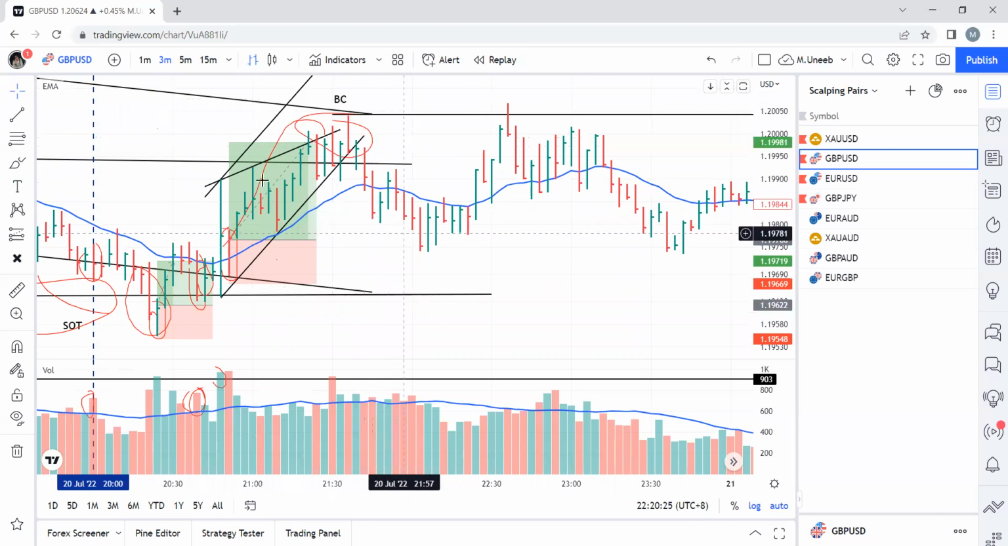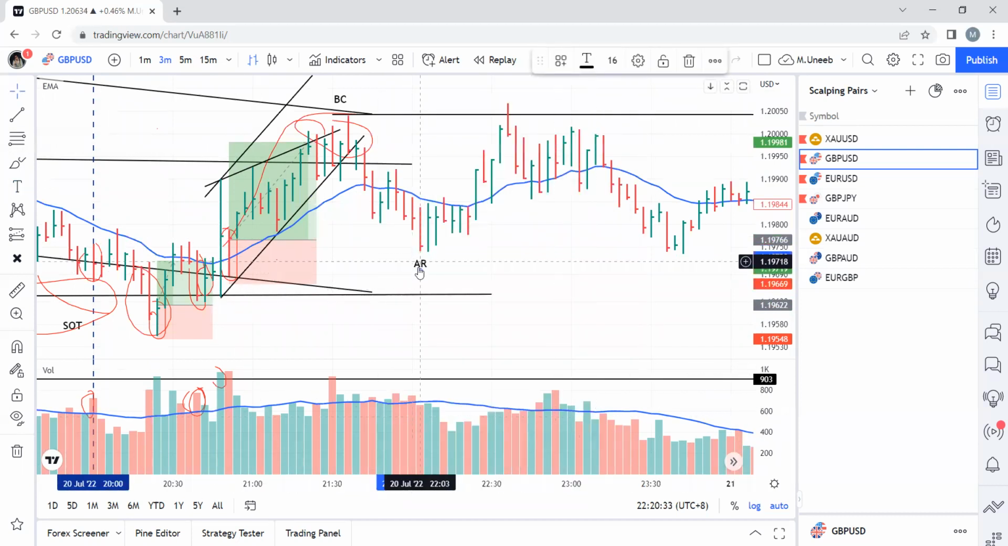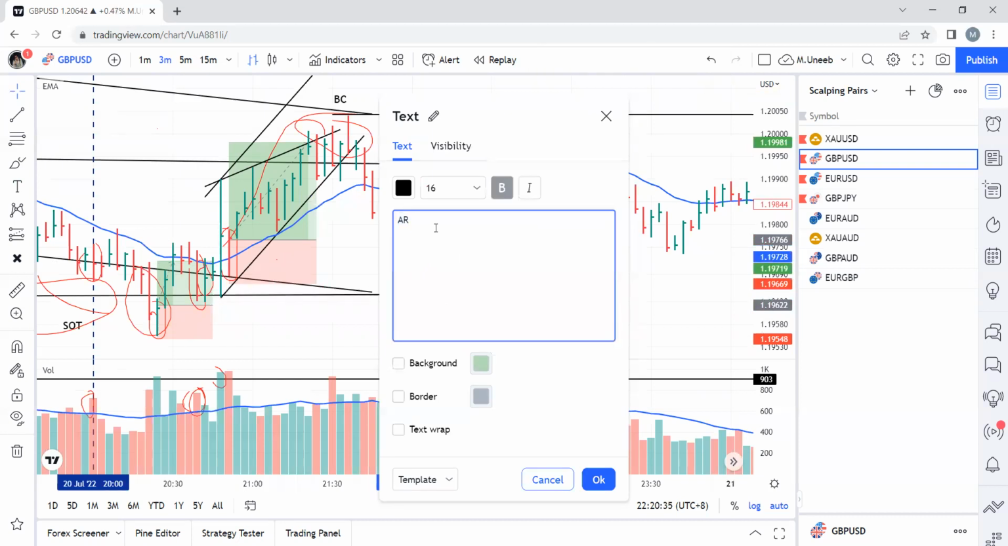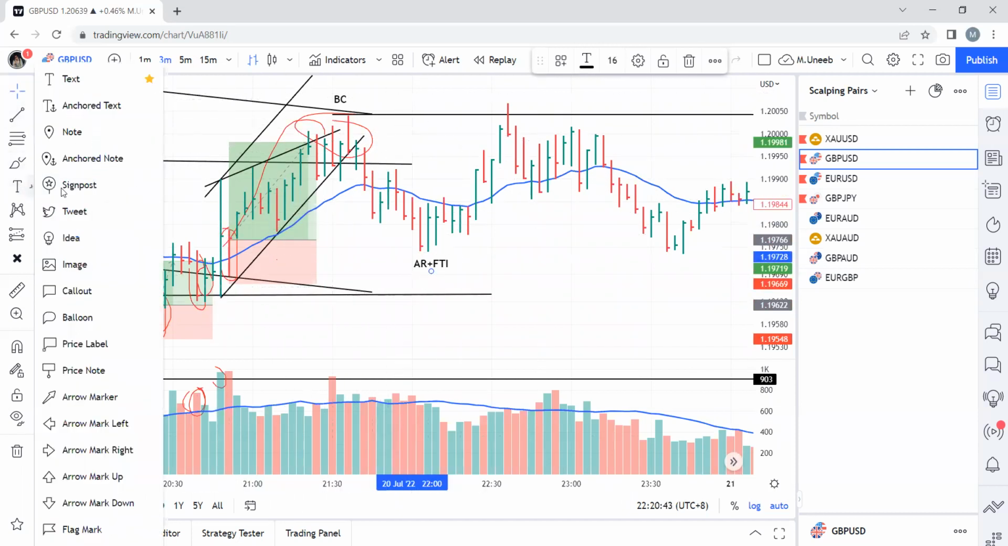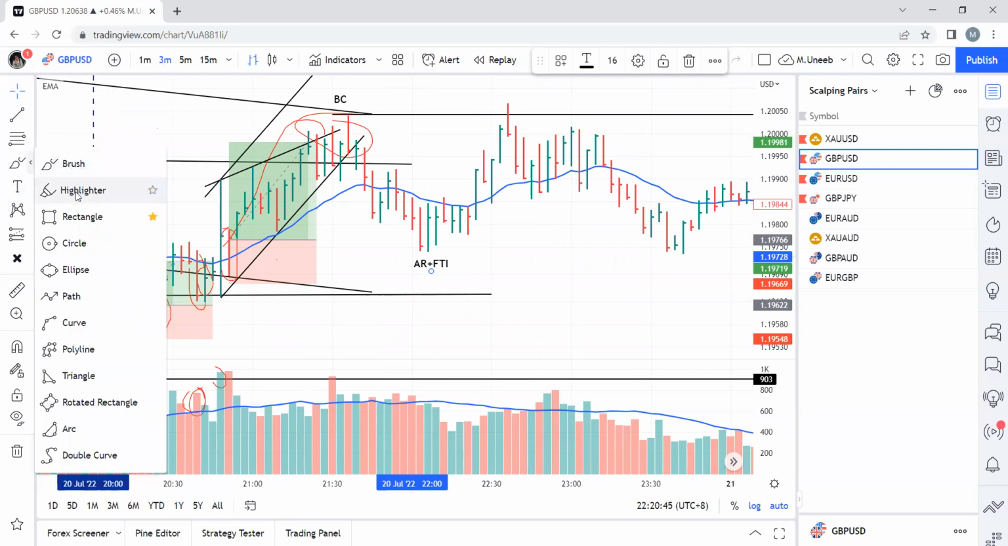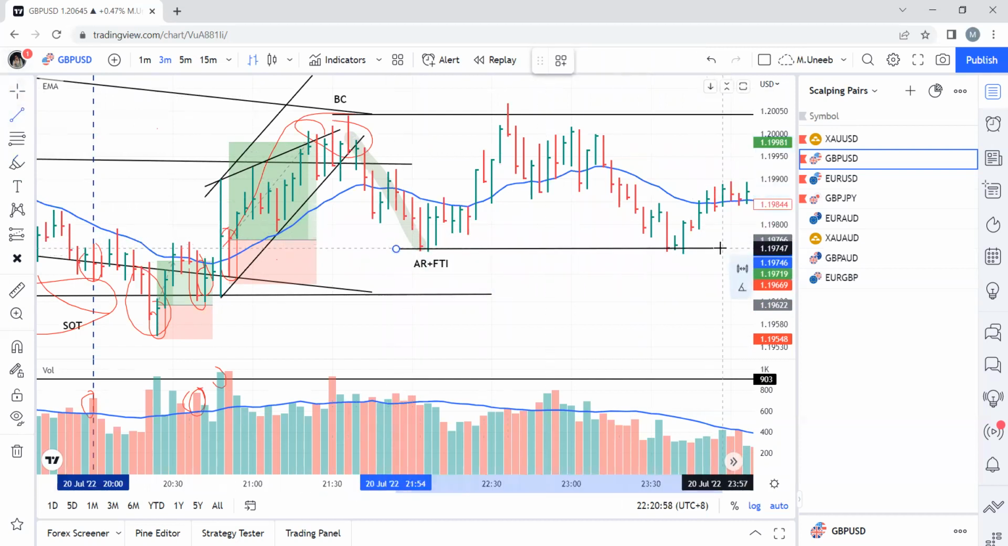All right, and now if this is a buying climax, the price breaks down here. What is this? AR plus FTI, right? Why is this FTI? Because we are breaking this channel, right? AR because of this buying climax, FTI because of this breaking of the channel. And now we draw the channel here. This is our first point here, AR.